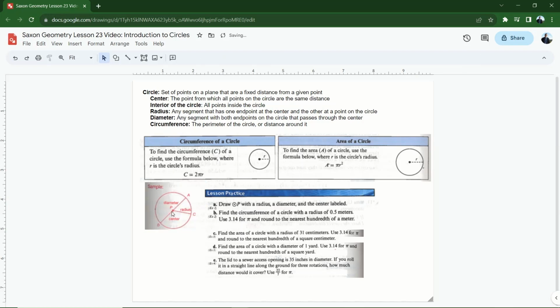Here's circle P, okay? P is at the center. Here's a radius from the center to any point on the actual circle. And then the diameter is from one point on a circle to another point on a circle, a segment, and it has to pass through the center. So there we go.